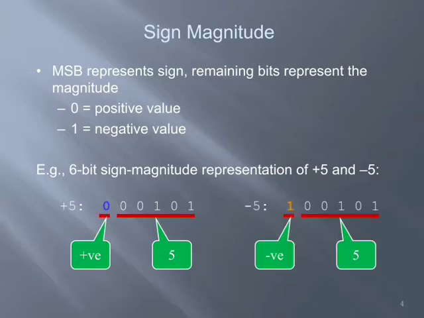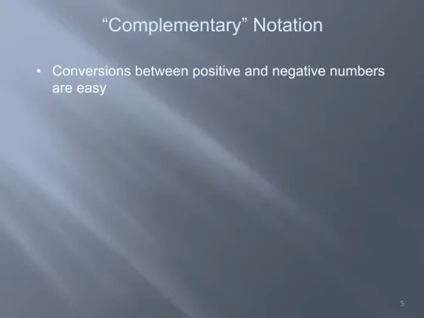It is like this. So 5 means 00101 is the magnitude, and the MSB bit 0 represents a positive number. So this represents plus 5, and this one represents minus 5. So MSB bit 1 means it becomes a negative number. So this is the procedure of representing a binary number in sign magnitude. Next we will see complementary notation.